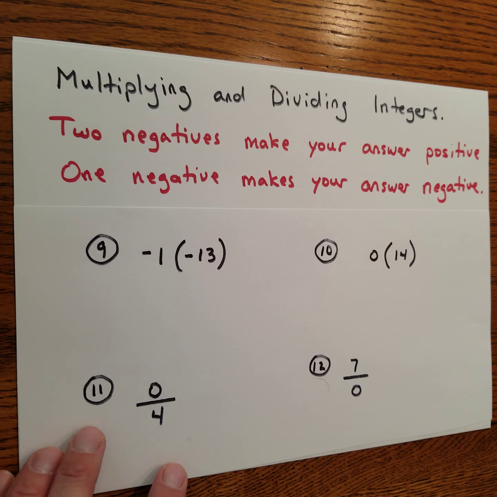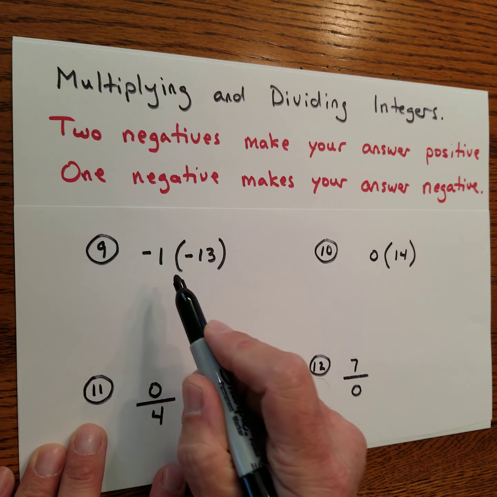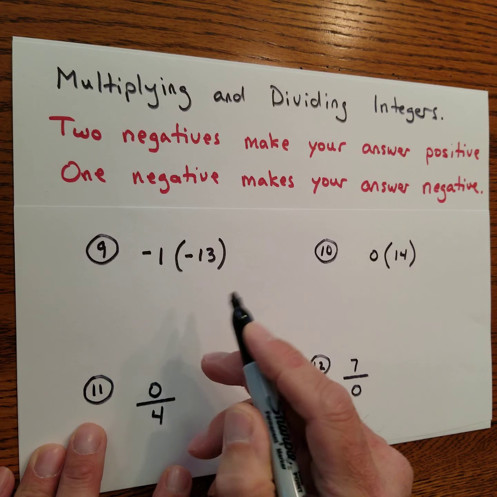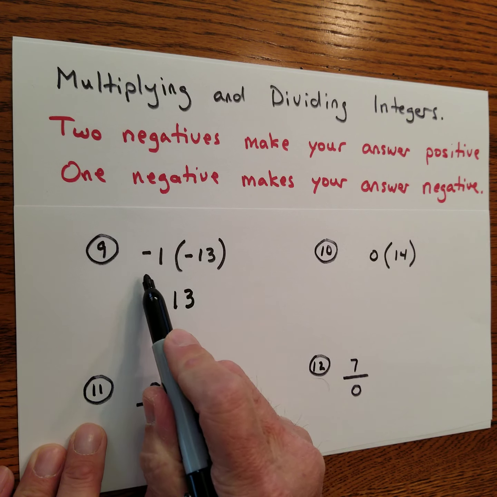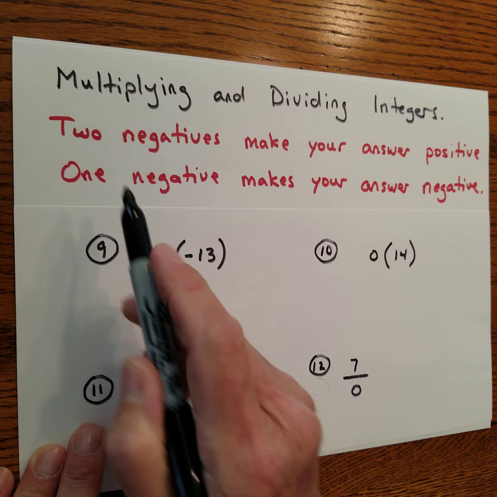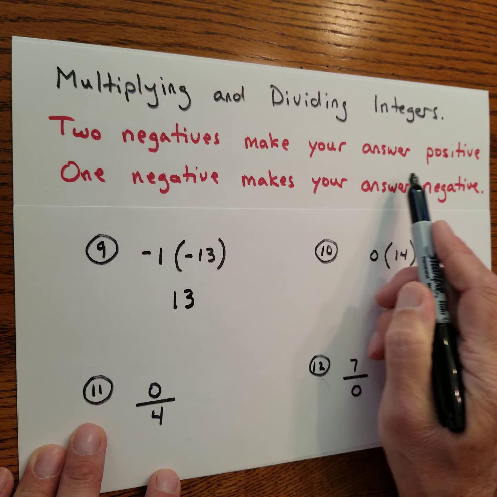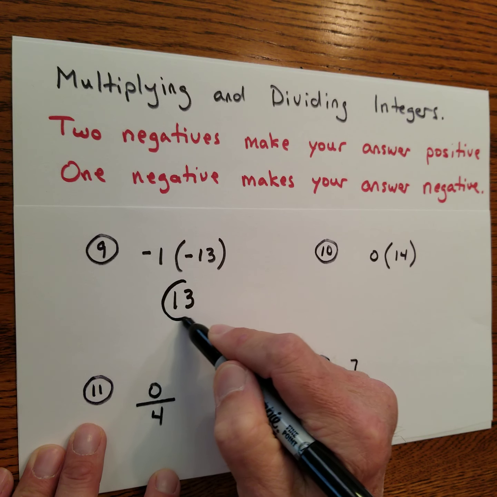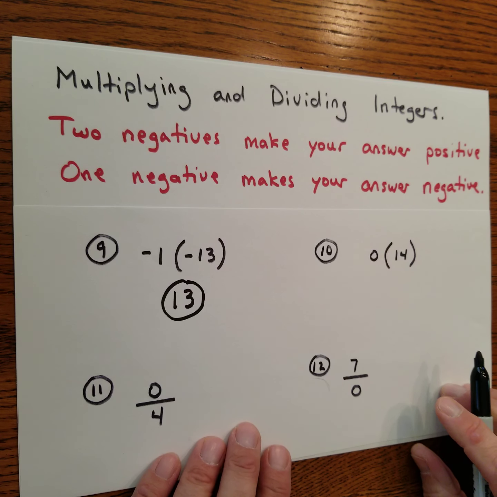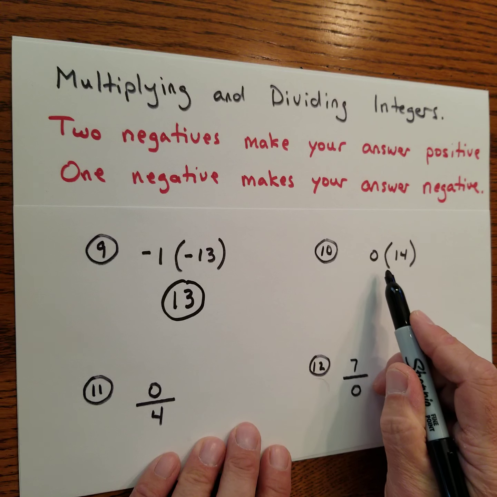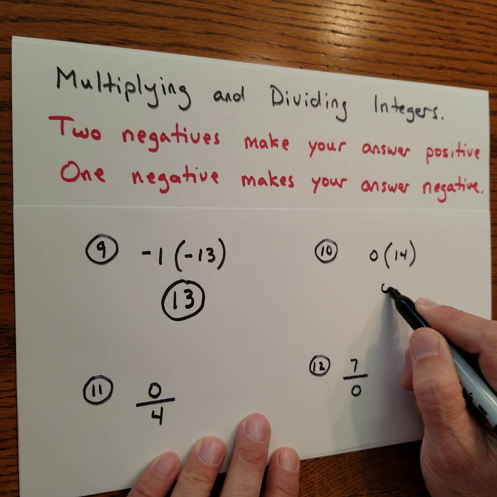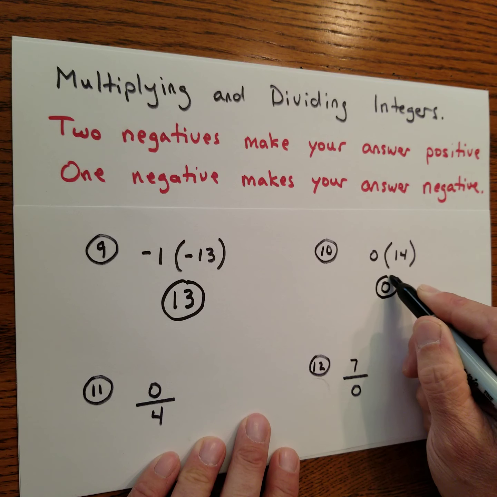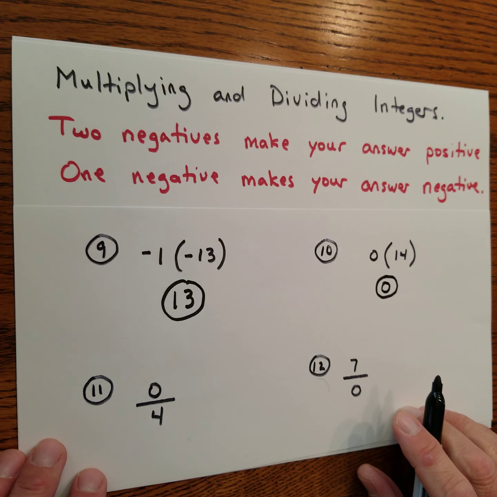In number 9, I'm multiplying, but I'm multiplying by 1. 1 times any number just gives me that number back again. And I'm multiplying with two negatives. Two negatives, well, that makes my answer positive. In number 10, I'm multiplying again with 0. Anytime I multiply by 0, I know my answer is automatically 0.